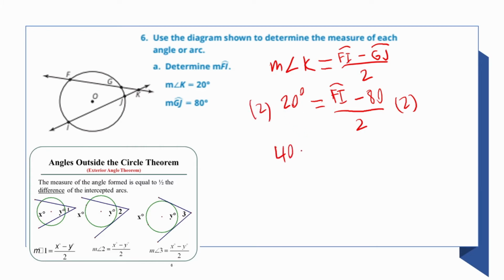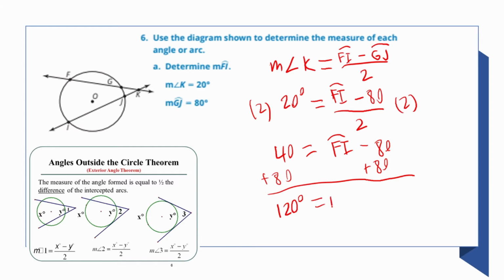That's going to give me 40 equals arc FI minus 80. Now what do we have to do? We have to add 80 to both sides. When we do that, we finally get 120 degrees is equal to arc FI. And there we go. We got our answer using rule number 1. So we just identified each part, wrote the equation with our parts in it, and then plugged in our values and solved.